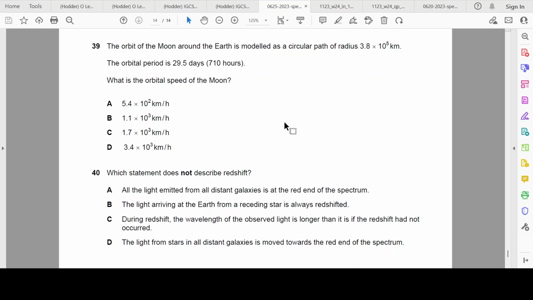All right, so you did 3.8, so that's 380,000 multiplied by 2 multiplied by pi, and that gives you 2,387,610.4 something. And you divide that by 710, and you get 3,362.8, which is 3.4 if you round it up, times 10 to the power 3 kilometers per hour, which is the correct answer.